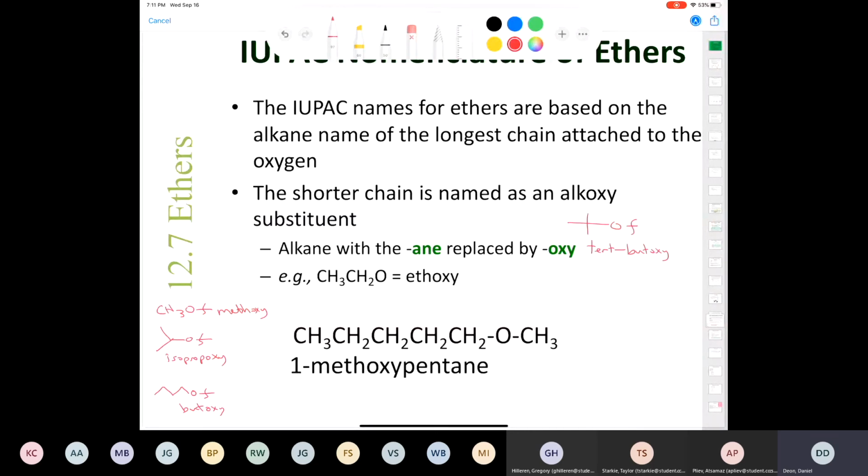So if we look at the example shown down here at the bottom of the slide, the longest carbon chain is shown right here. And what do we have on it right here? We have a methoxy group, and it's on the first carbon. So this must be 1-methoxypentane.